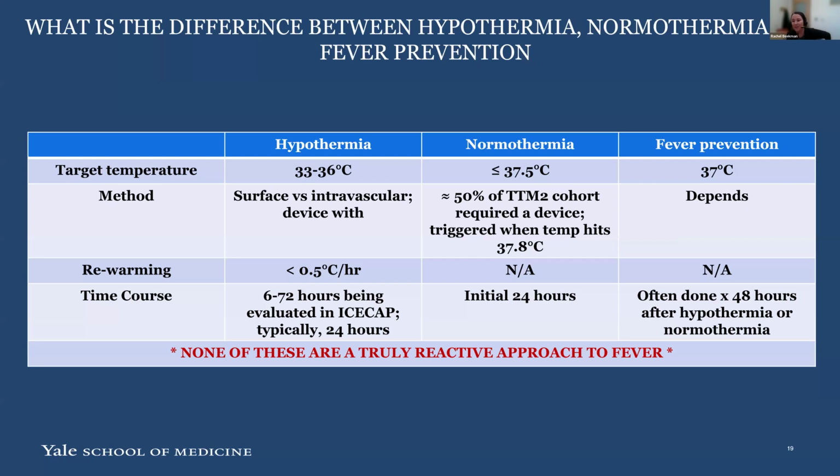I also want to highlight the differences between hypothermia, normothermia, and fever prevention, which all fall under the term of temperature control. In hypothermia, the target temperature ranges from 33 to 36 degrees Celsius, followed by slow and controlled rewarming, with an additional duration of fever prevention, typically providing 72 hours of therapy. Normothermia refers to targeting temperature of less than or equal to 37.5 degrees Celsius, using preventative measures such as Tylenol, ice packs, with escalation to device-related control if the temperature hits 37.8.